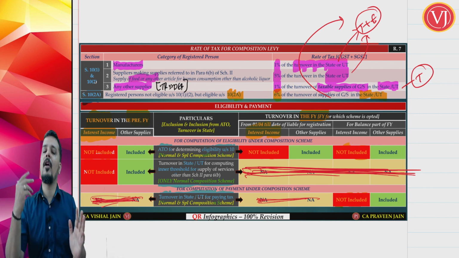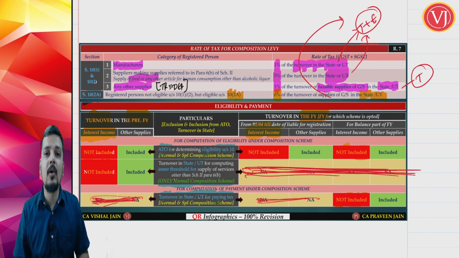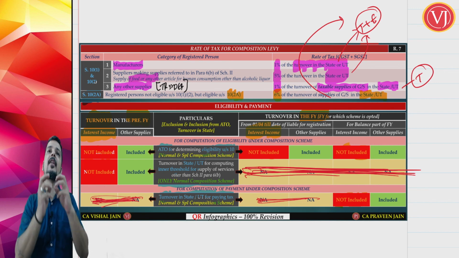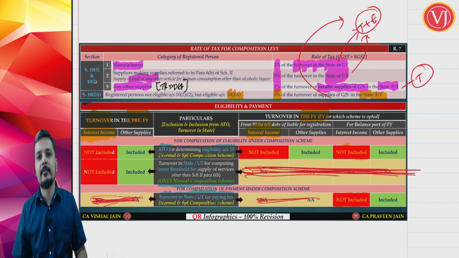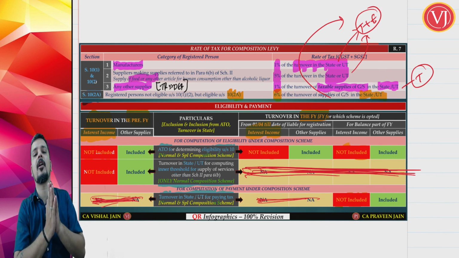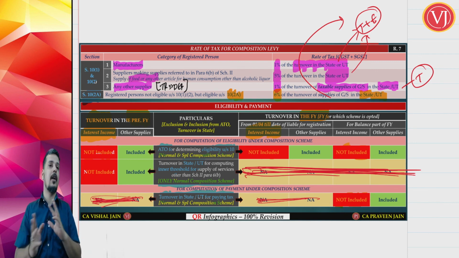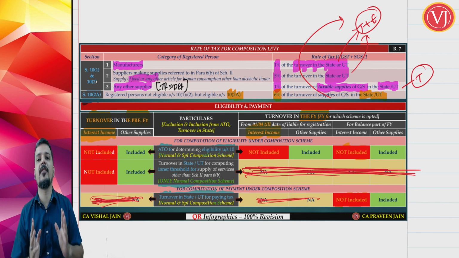Whether of the previous year or the current year, depending on the case, focus only on other supplies. Interest on loan, ignore it as if it is not a part of the question. So I am making things very simple. Look at the question as if interest income is not at all there. Interest on loan is not at all there. So it is only for the composition scheme, my friends. It is not for other cases. Only and only for the composition scheme.